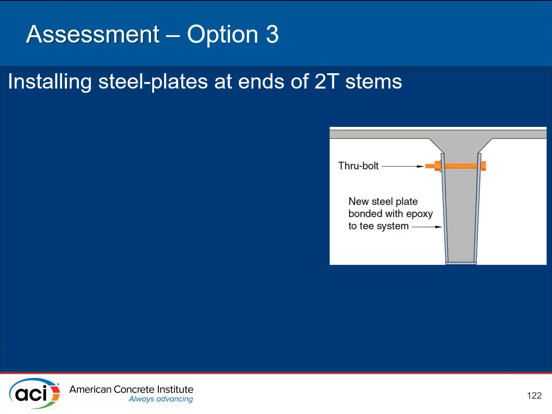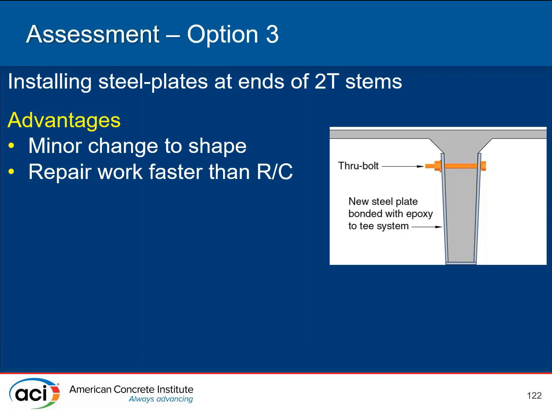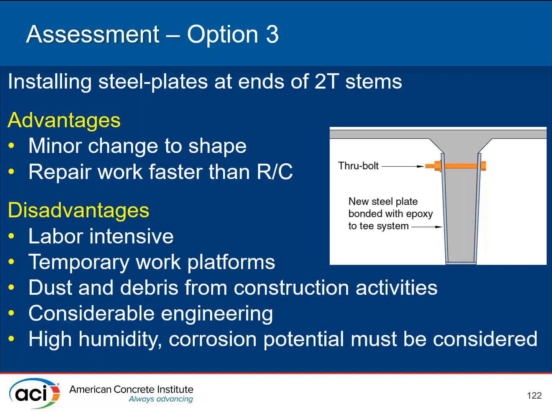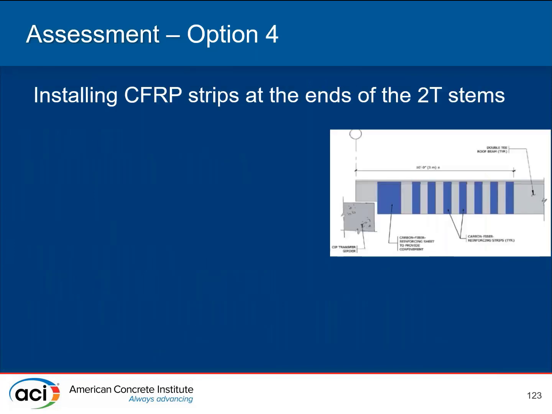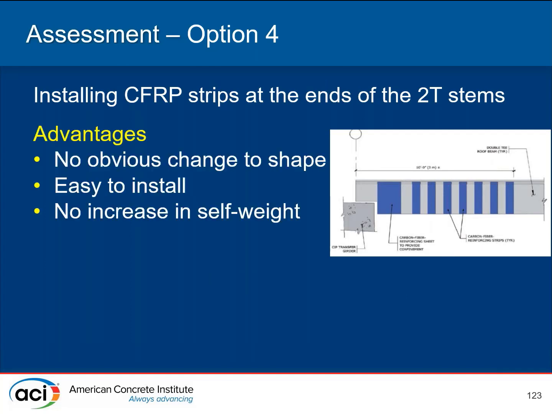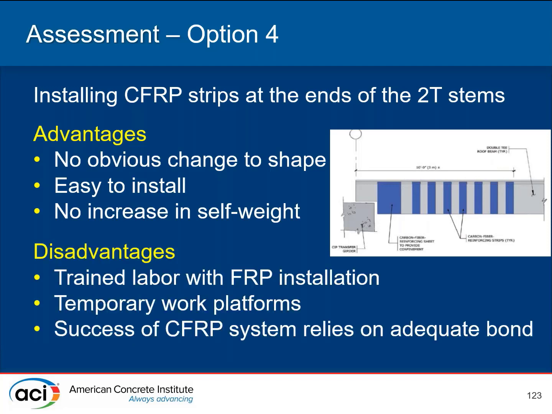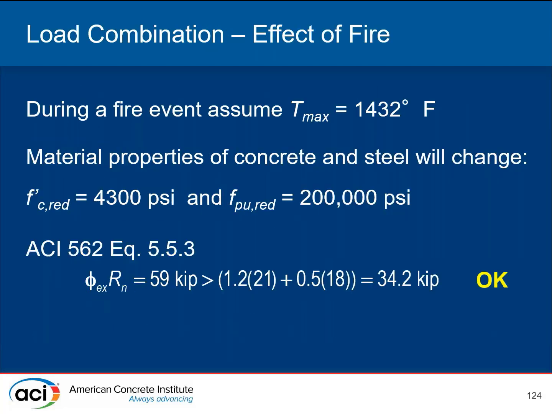Third option, steel plates. In some ways easier than a concrete blockout. It's faster, but it's still going to be labor intensive, still going to be disruptive. You're going to have to work with these fairly large plates. And then more importantly, corrosion potential. You have to figure out a way to deal with corrosion of the steel. And then the final option was looking at CFRP, and due to the simplicity of its installation, relatively less disruptive, that was the decision that was went for.